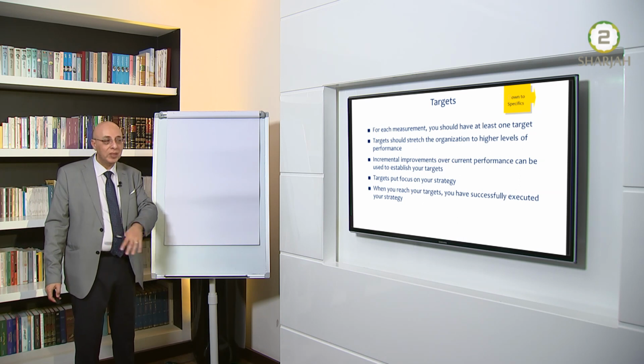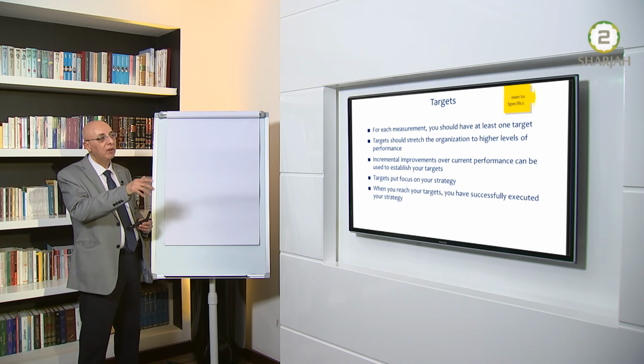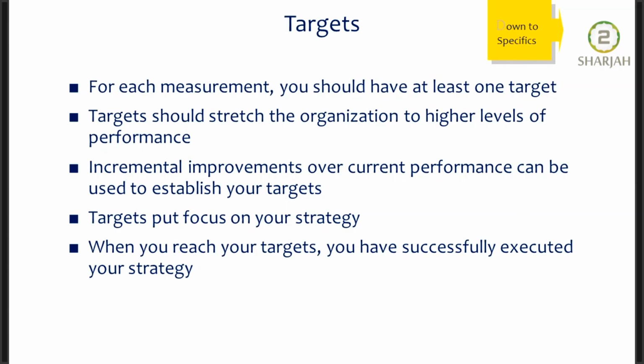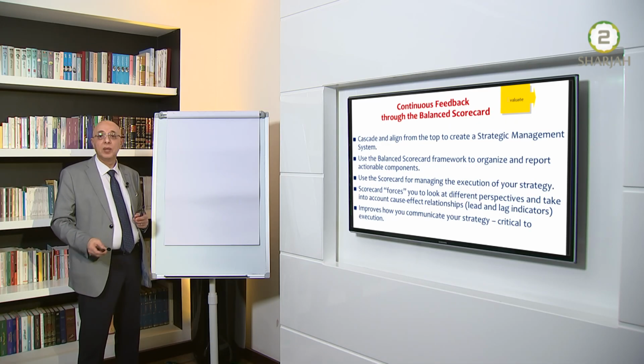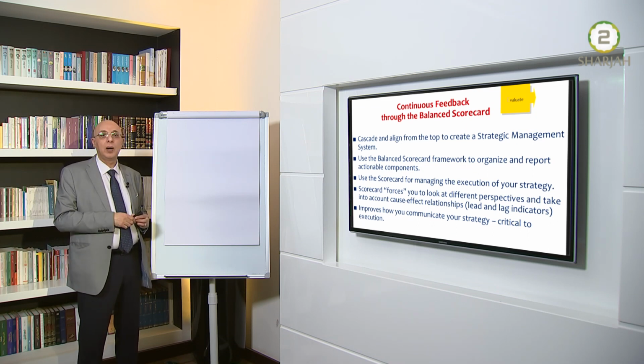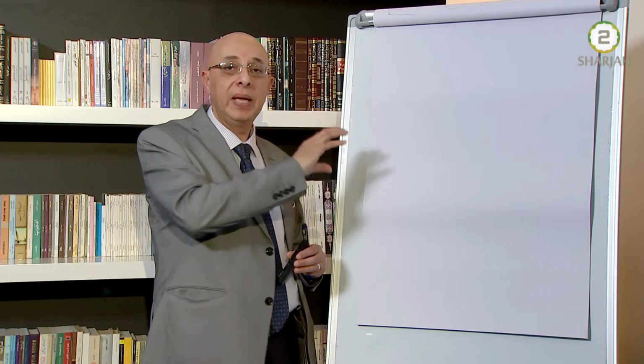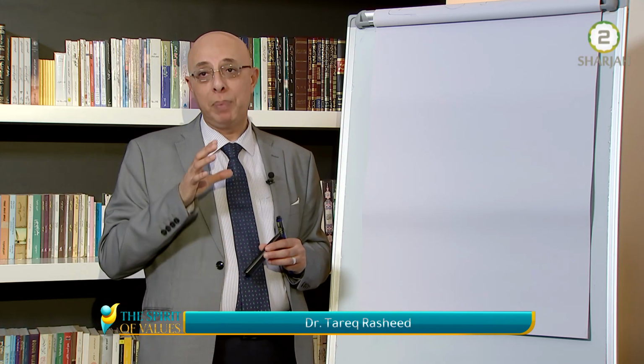Then we get to achieve the targets, and usually for each measurement we should have at least one target. Then targets should stretch the organization to a higher level of achievement. Targets put focus on your strategy, and when you reach your target, you will for sure be satisfied and succeed. And finally, we end with the evaluation, which will give us continuous feedback about our performance. So this is the idea of this model, A, B, C, D, E, with our partners.